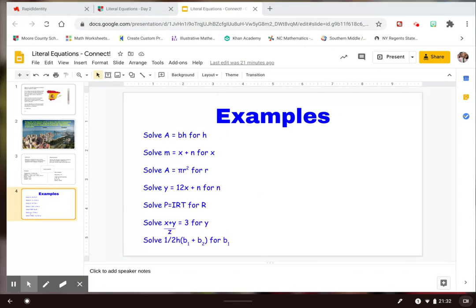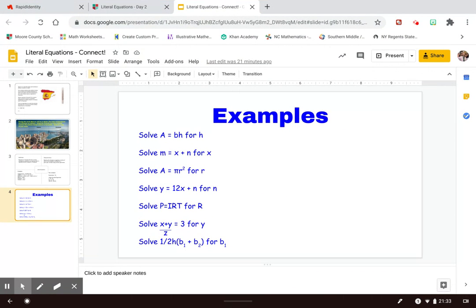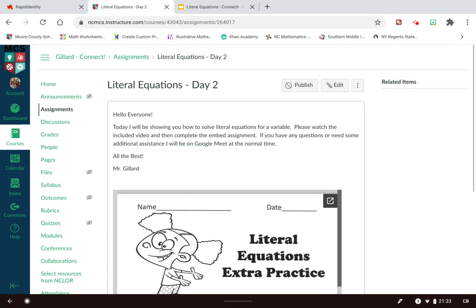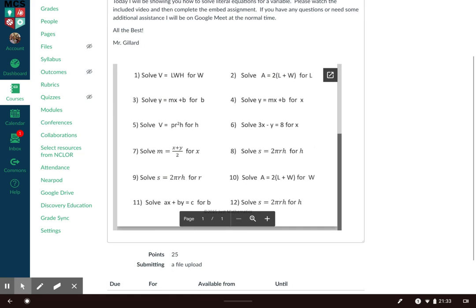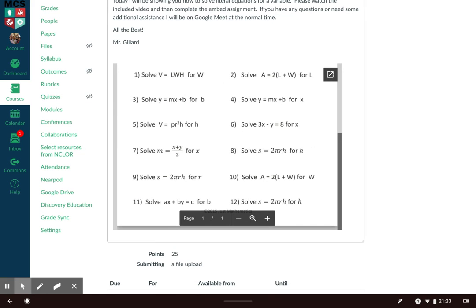Okay, so these examples are all different types of situations and different types of literal equations you're going to encounter, which is why I tried to throw a variety of examples in there. So I hope it's been beneficial for you. If you look here on your Canvas posting, literal equations day 2, what you see here is you have got 12 problems to do, and they're all very similar to the examples that I showed you.